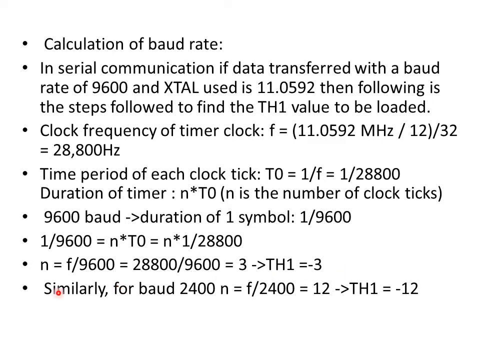So similarly for baud rate 2400, we will get TH value minus 12. So by using 2s complement, whatever value we get, we have to convert into hex value. That value we have to put in the program.